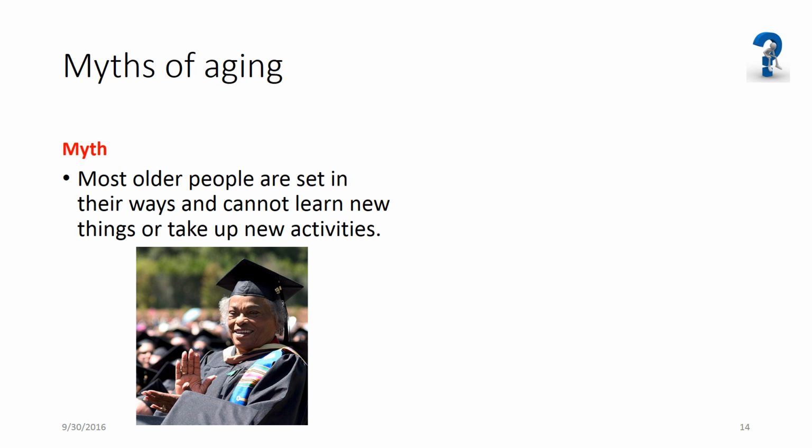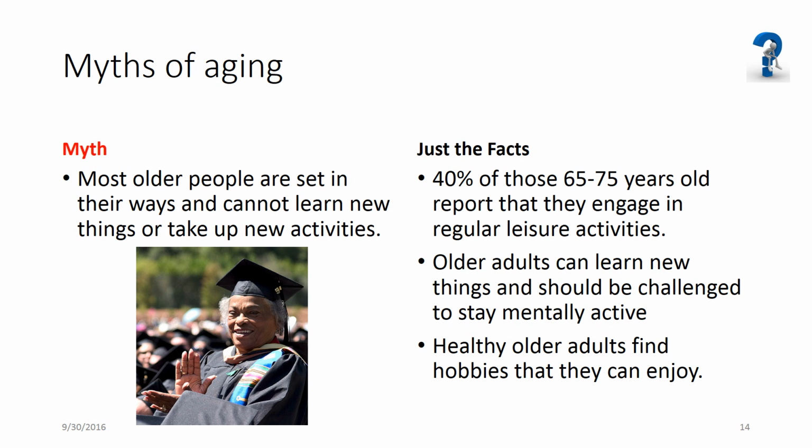Myth: most older adults are set in their ways and cannot learn new things or take up new activities. Older adults can get involved in activities. They can learn new things and should be encouraged to stay mentally active. Finding things that they enjoy can bring satisfaction and happiness to their life. Many colleges and universities offer free courses to the older adult. There are also senior centers where many older adults can meet and get involved in activities.